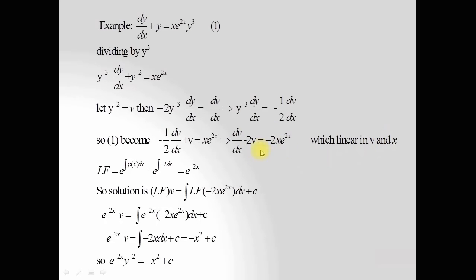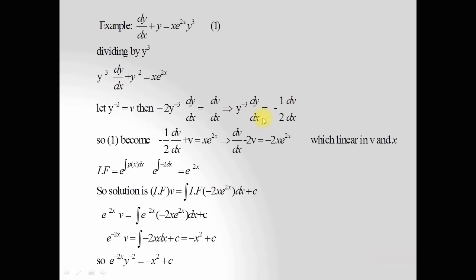Now this equation is linear, in the dependent variable v and independent variable x. So first of all, find the integrating factor. The integrating factor is e to the power of the integration of the p function. Since v is the dependent variable, the coefficient of v will be the p function. So the p function is -2. Integration of -2 is -2x. So the integrating factor is e^(-2x).